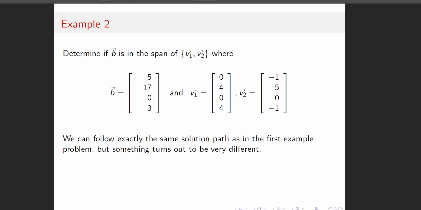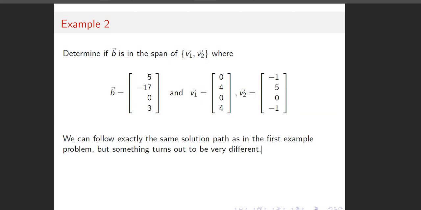And again, this is why I said something turns out to be very different. So the answer here is no. Why? Because in RREF form, we row reduced to a point where we showed that that linear system of equations was inconsistent. Therefore, it has no solutions, 0 solutions. So there are 0 linear combinations of V1 and V2 that equal B, the vector B.